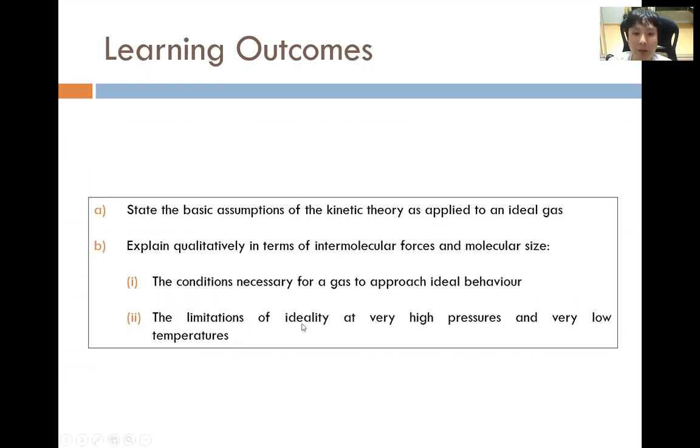And the limitations of ideality at very high pressures and very low temperatures arise because at high pressures and low temperatures, the particles are very closely spaced, and if they are closely spaced, the intermolecular forces of attraction will be significant, and the key assumption of ideal gas behavior will break down. So I hope that you are now able to answer these 2 learning outcomes.